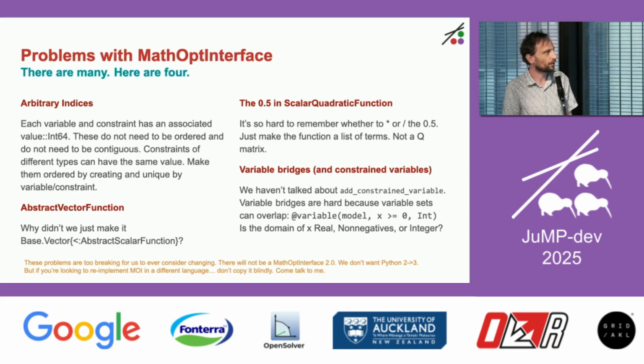Where it gets confusing is if you wrote down the @variable of x greater than 0 integer. Is the domain real? Is it non-negatives? Is it integer? And this kind of gets a mess, and we don't have a good way of dealing with this.